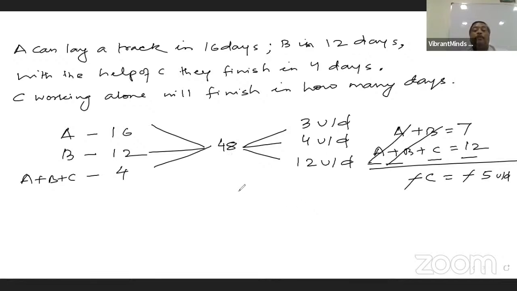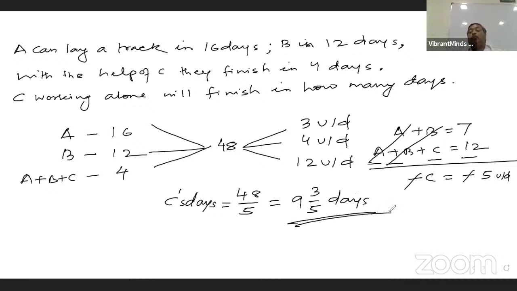So number of days taken is 48 by 5. C's days will be equal to 48 by 5 and that is 9 3 by 5 days. C will take how many days? 9 3 by 5 days. Is it clear?